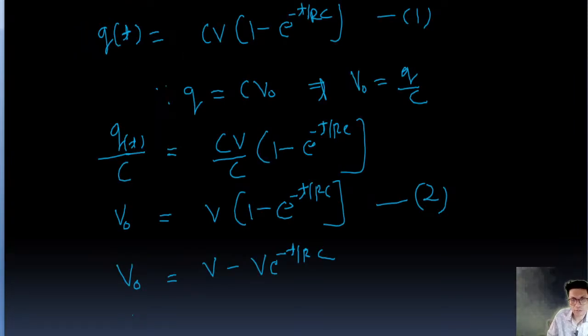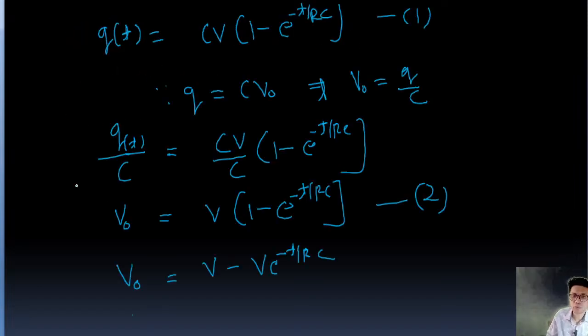Or we can write from here, V e to the power minus T upon RC is going to be equal to V minus V naught. This is equation number 3.